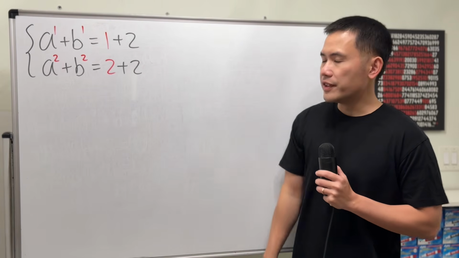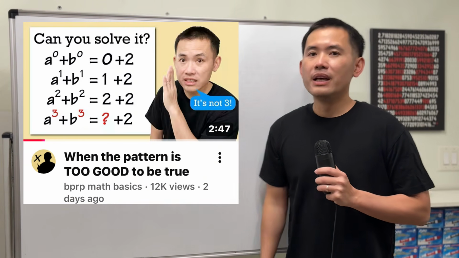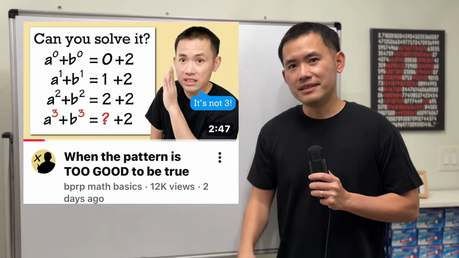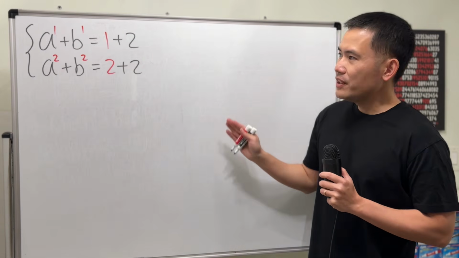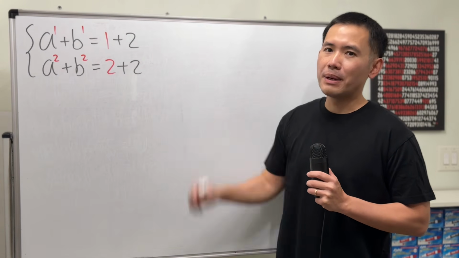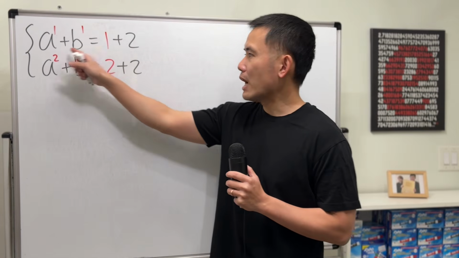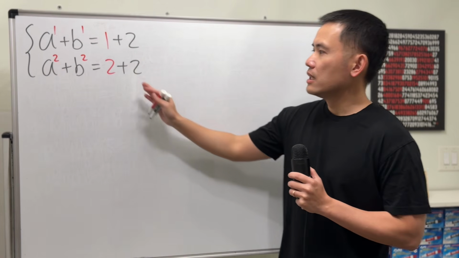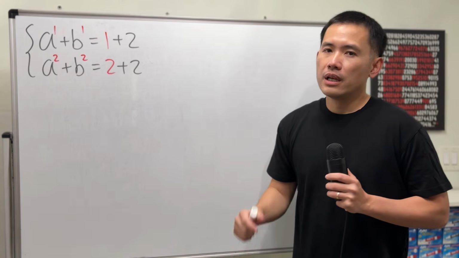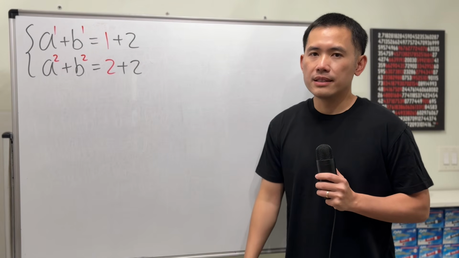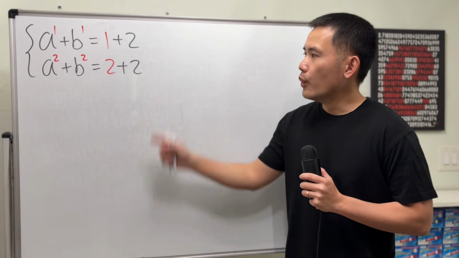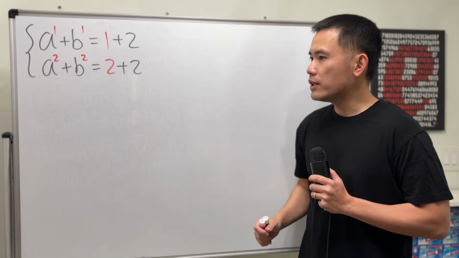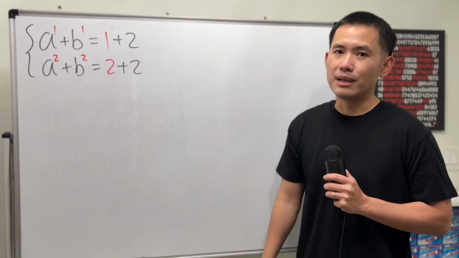So this is the system of equations from this video, and if you haven't seen this video, the link is in the description. In that video, some of you didn't think that this is possible, because if you graph this, you get a line. If you graph this, you get a circle. The line and the circle do not intersect. True that, however, we can still solve this system of equations. We just have to use complex numbers.